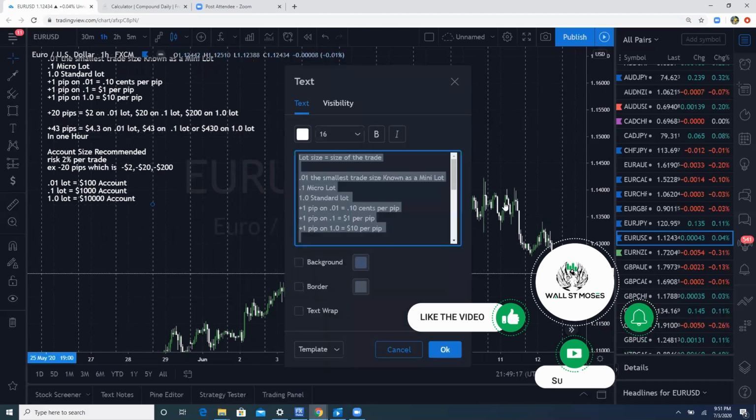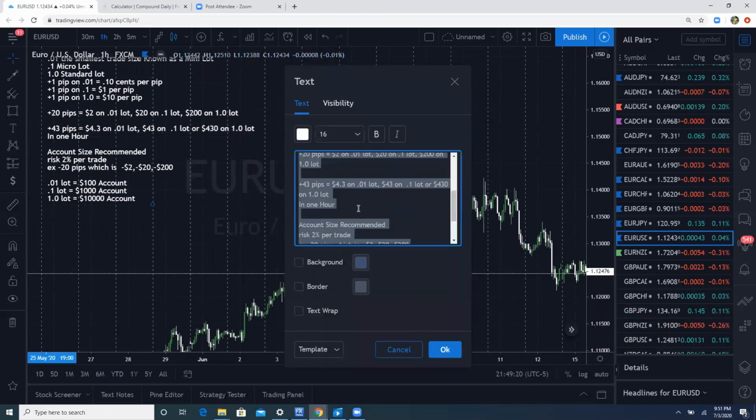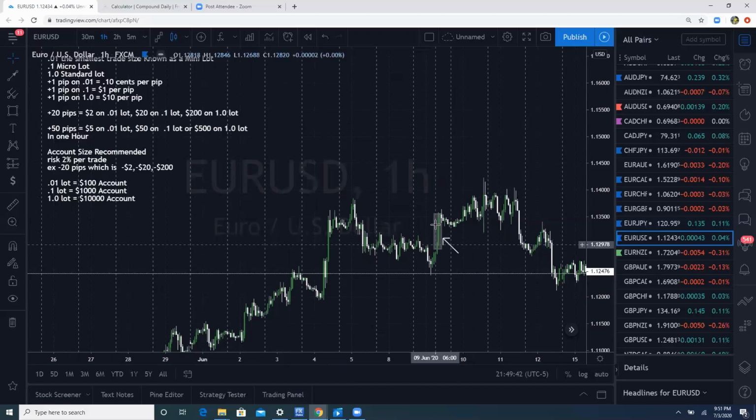So in this example, 50 pips would basically be $5 on a 0.01 trade, or $50 on a 0.1 trade, or $500 on a standard lot size trade. And this is 1 hour of price data. So in reality, in 1 hour on some candles, you could have made either $5, $50, or $500 in 1 hour.